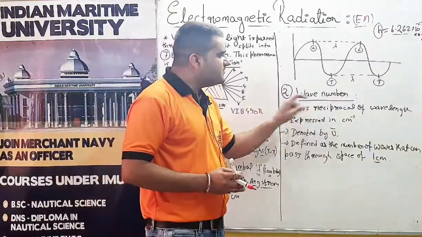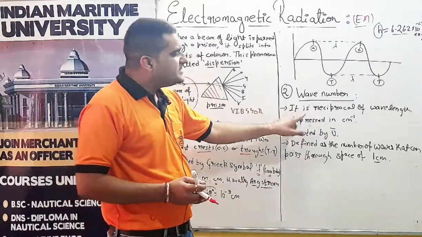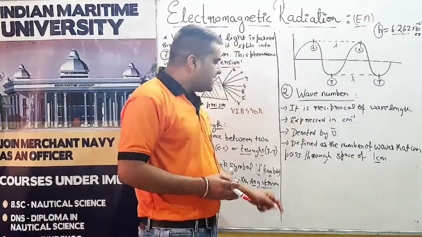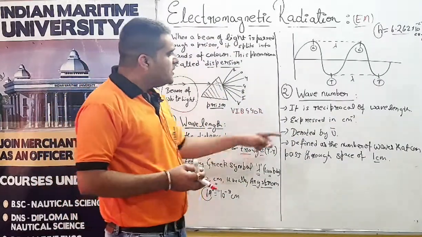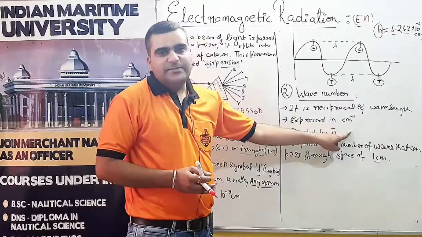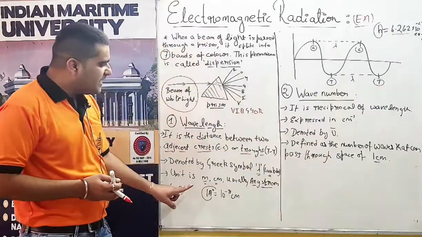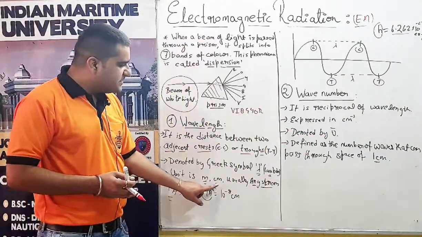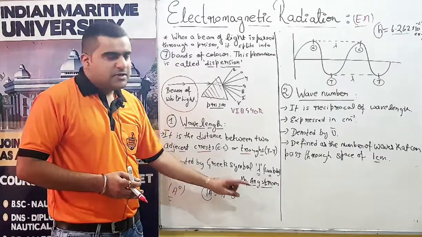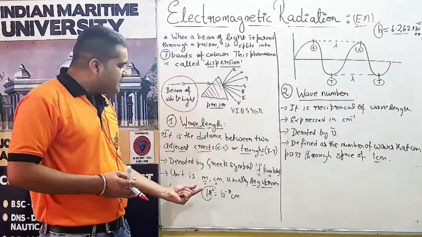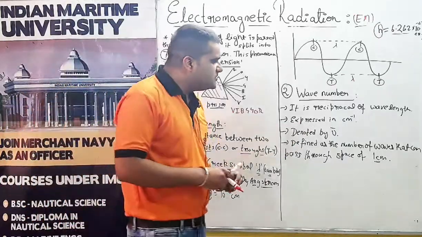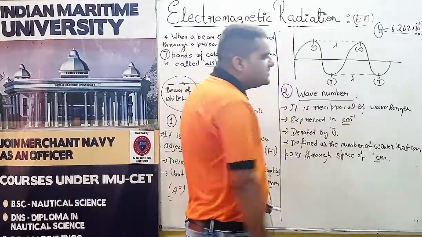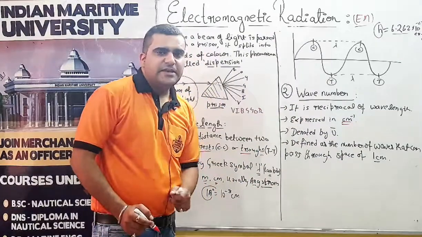Now next is wave number. वेव नंबर इज रेसिप्रोकल ऑफ वेवलेंथ, यानी कि वेवलेंथ का उल्टा कर दो तो हमें मिलेगा वेव नंबर. So it is expressed in terms of centimeter inverse. मैंने वेवलेंथ में बताया it is expressed in terms of meter, centimeter and angstrom. So wave number can be expressed as meter inverse, centimeter inverse and so on. So we usually use centimeter inverse to express our wave number.